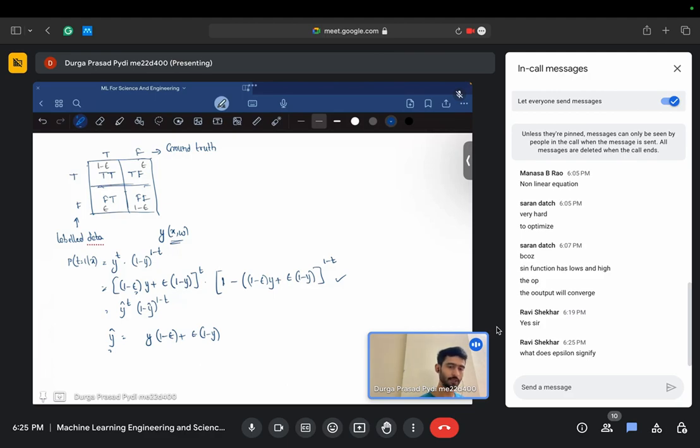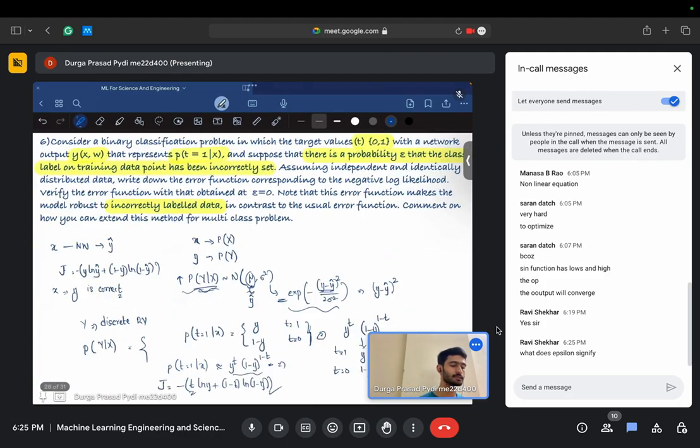What does epsilon signify? What epsilon tells here is, based on whatever prior experience you have from the particular data source, you know that there is a probability epsilon that the data source itself can be wrong.